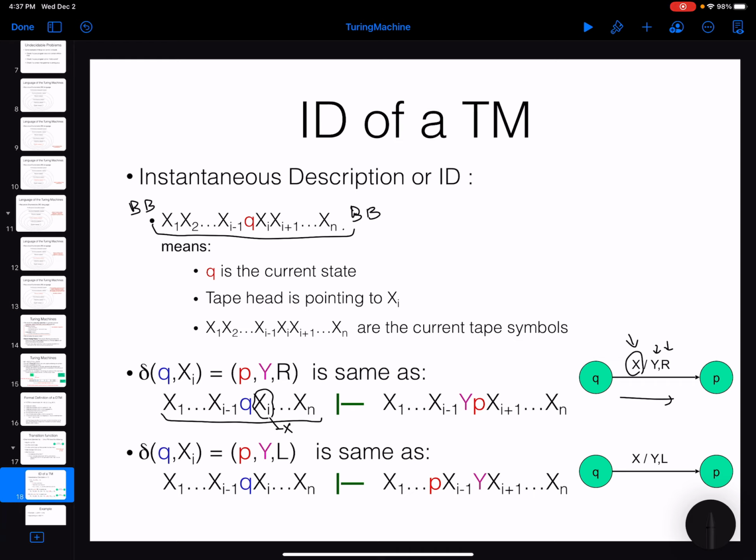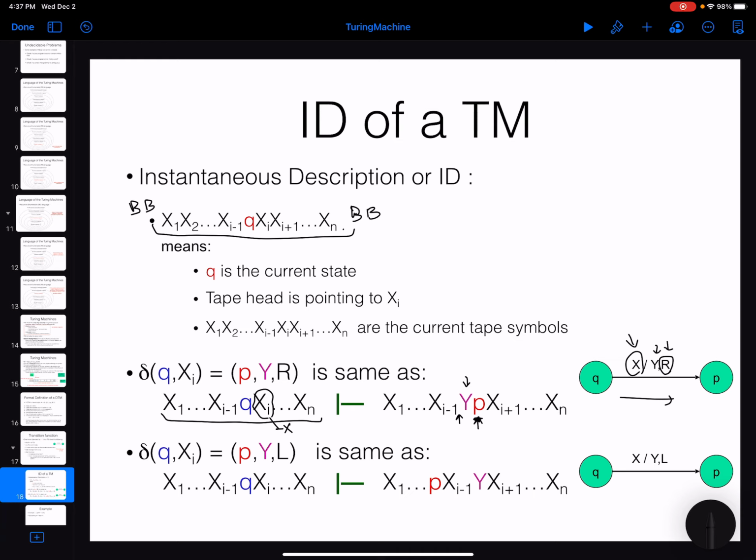And after the move, you can see that I have written P, the new state that you are in, and the Y is the symbol that you are going to write over the tape. And you can see that we have moved, the Q was here, right? And now we have moved P to the right, because the transition tells you to move to the right. That's why we put P after Y.